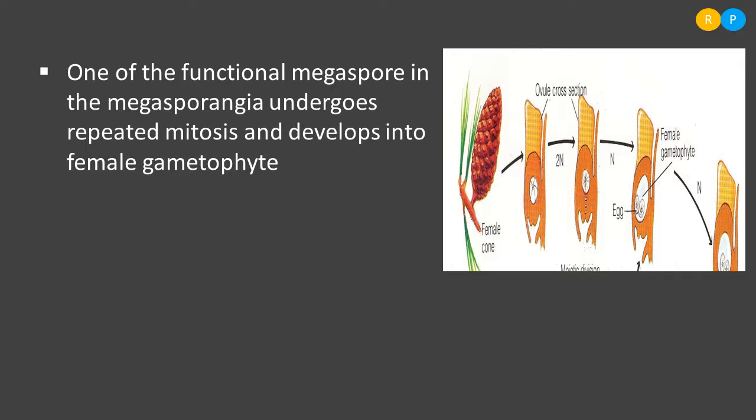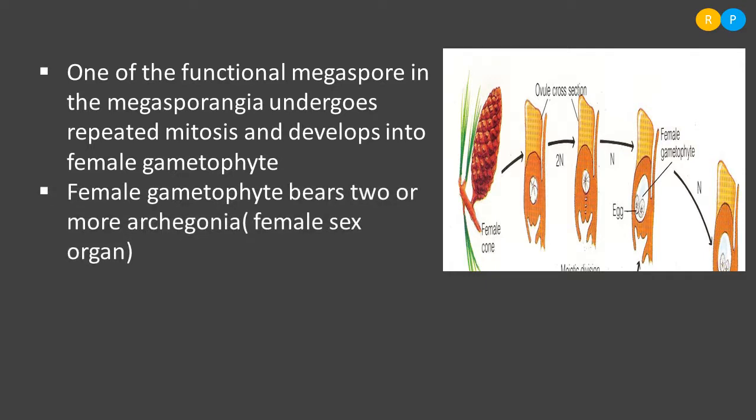So why has it developed? Because it is going to form gametes in the next step. In order to form the gametes, the plant needs the help of a gametophytic structure. So the female gametophyte actually develops from the functional megaspore. Understood? So in the next step, the female gametophyte bears 2 or more archegonia.